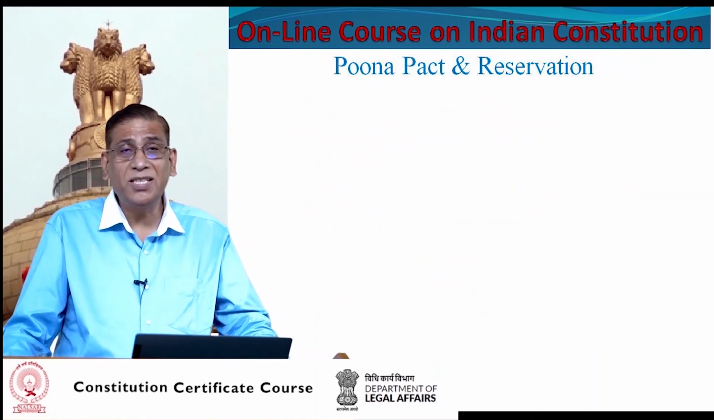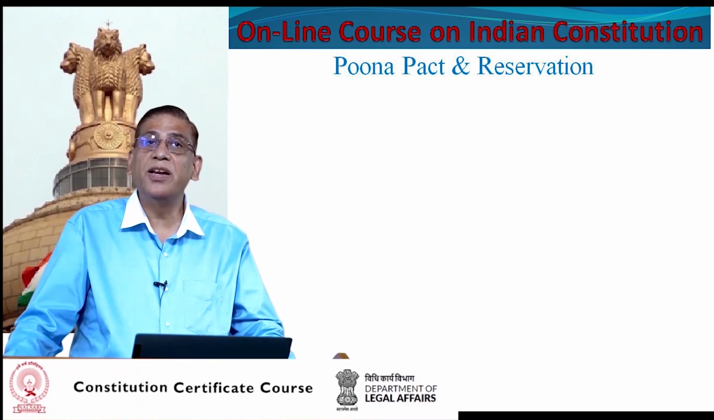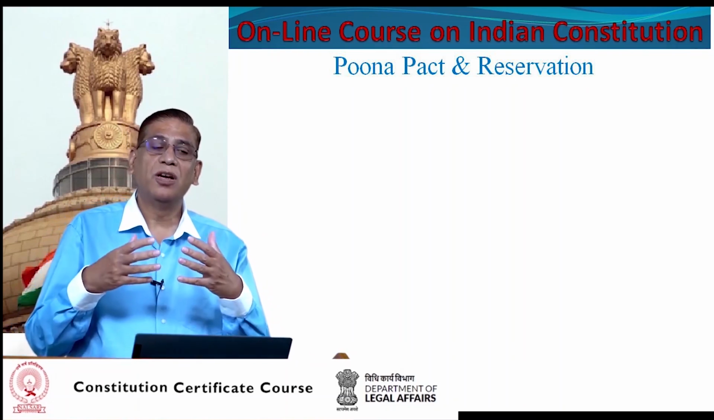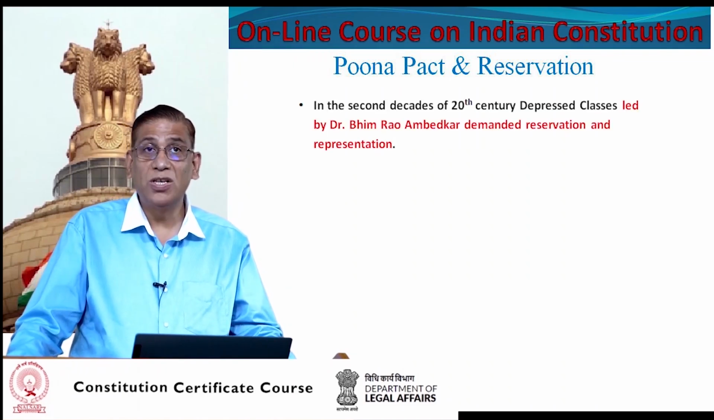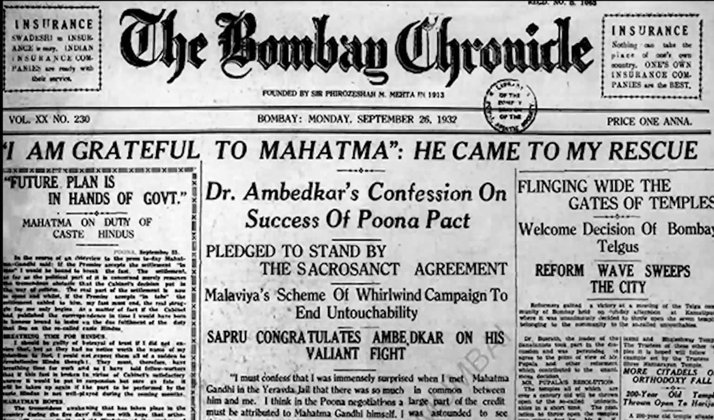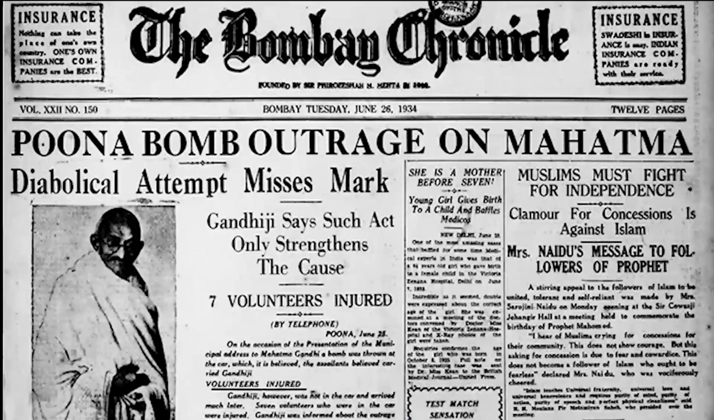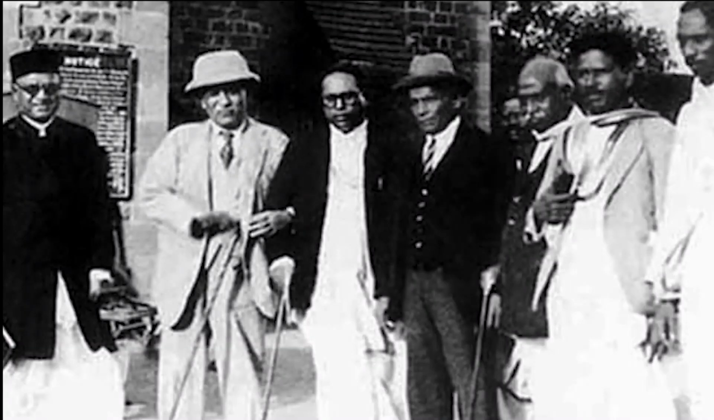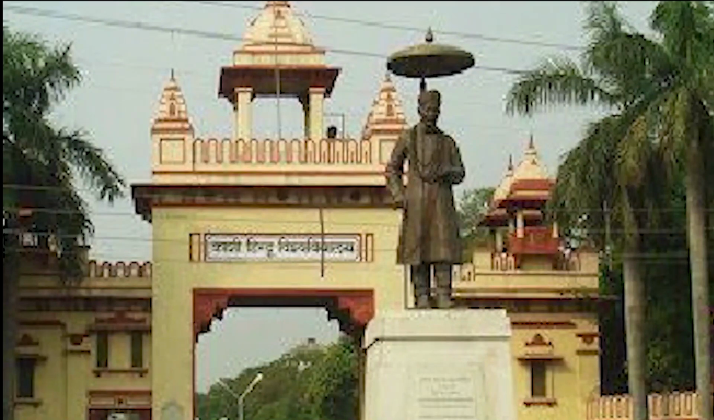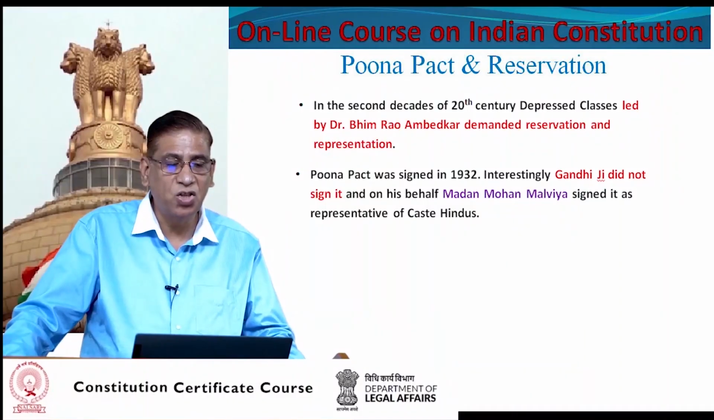Then one of the biggest milestones in modern Indian history on the whole question of reservation came from B.R. Ambedkar, who was then leading the depressed classes movement, and they demanded representation and reservation. Accordingly, the Poona Pact was signed in 1932. Interestingly, Gandhiji himself did not sign the Poona Pact; it was signed by Madan Mohan Malaviya, who, you know, is also the founder of Banaras Hindu University, as the representative of caste Hindus.